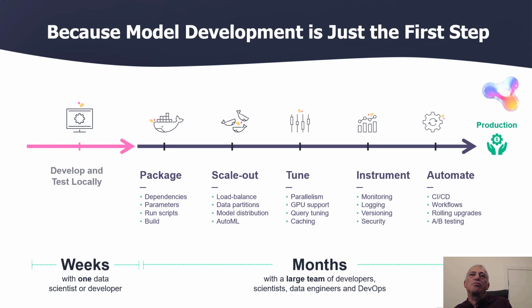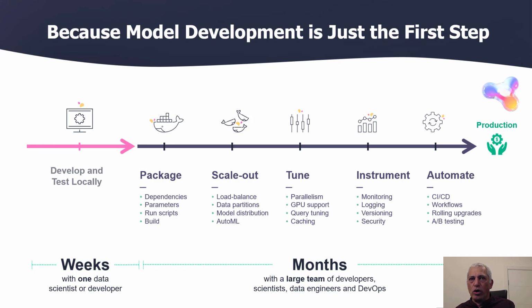Now we've gotten the performance right, but what about instrumentation? We need to monitor, we need to log, we need to version everything that we do. We need to guarantee security for everything, for data access, for API access, and so on. And finally, we want to automate the entire process. So we need to apply CI/CDs and workflows and canary deployments and rolling upgrades and so on.